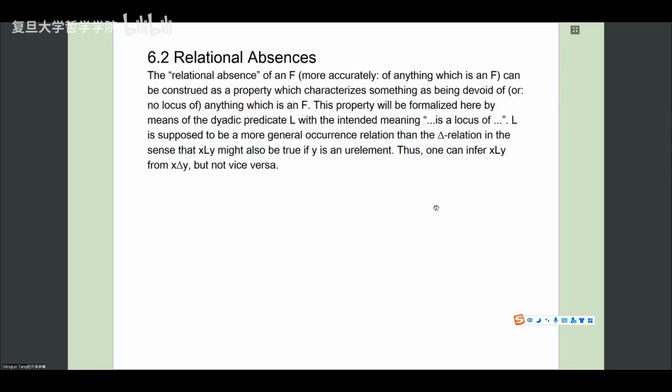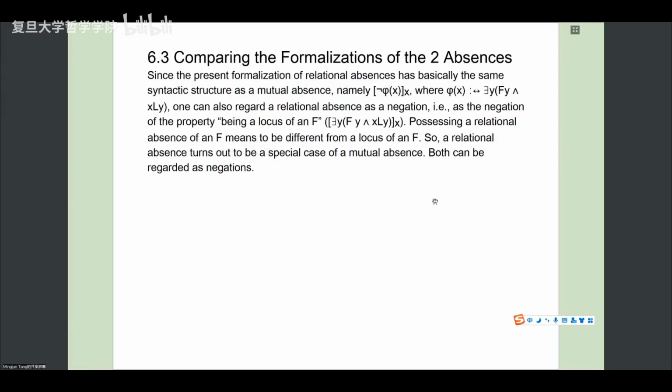L is more general. If we say xLy, then y might also be something like a pot or a mountain. Yeah. The mountain might be a locus of a fire, for instance. And this can be expressed by means of xLy. We cannot express this by means of x delta y, because for x delta y, y has to be a property term. Okay. So then we can take the next one.